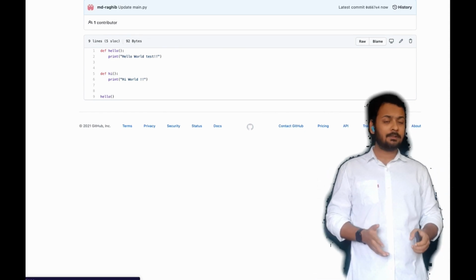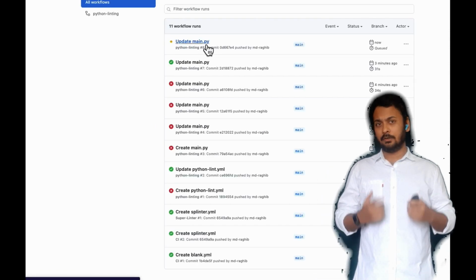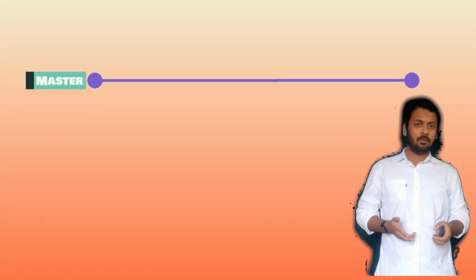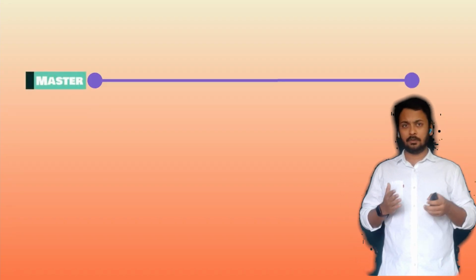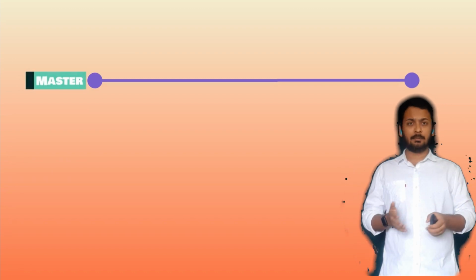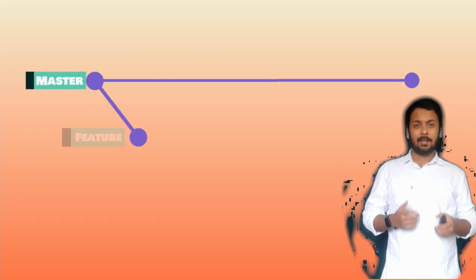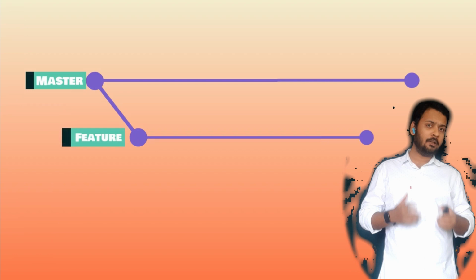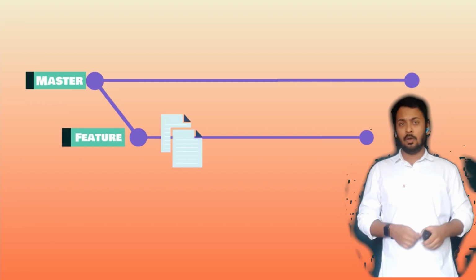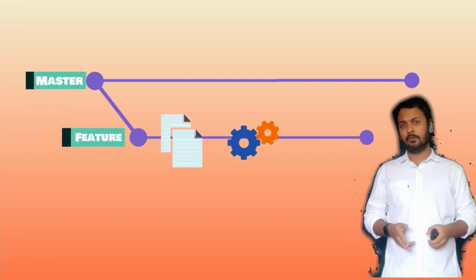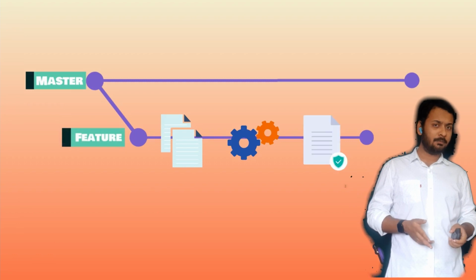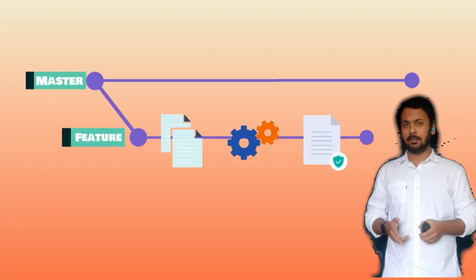To visualize this, let's take an example of a general GitHub workflow. Whenever we want to change code, we branch out a feature branch from a production or master branch. Then we add, delete, or modify the code, commit the changes, open a pull request, and after review, this is merged into the master branch, and then the feature branch is deleted.